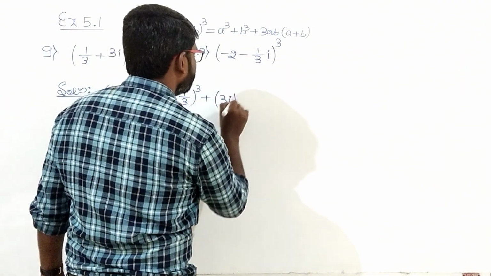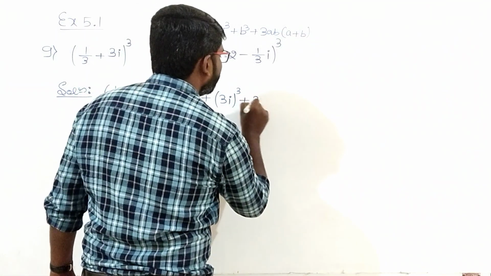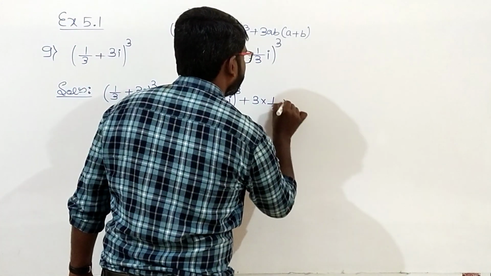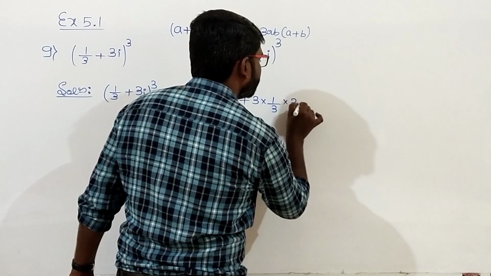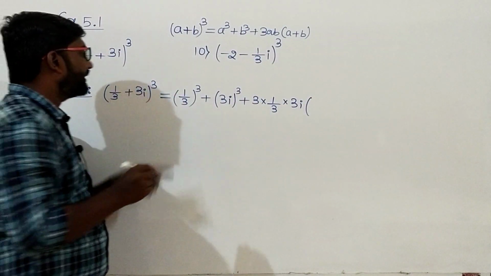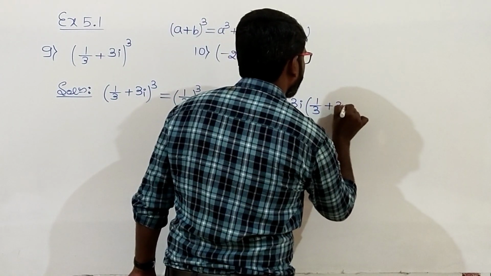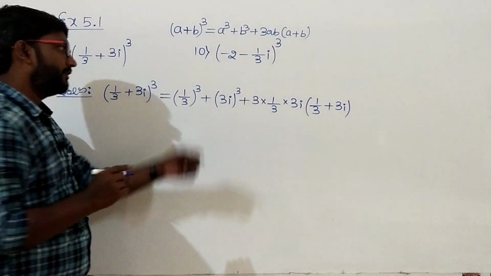Plus 3ab: 3 into a, that is 1/3, then into b, that is 3i, then into the bracket a + b, that is (1/3 + 3i). So we'll simplify this now, term by term.